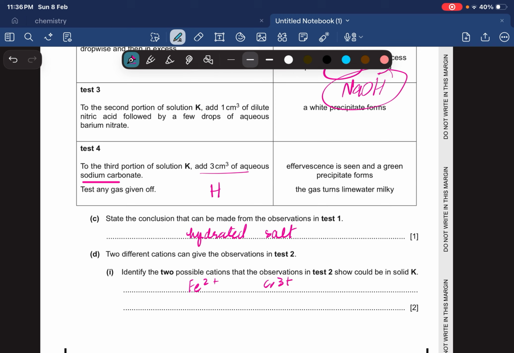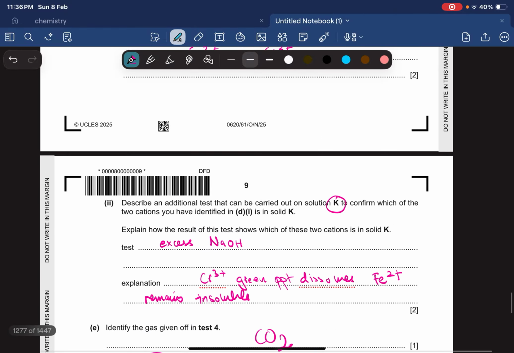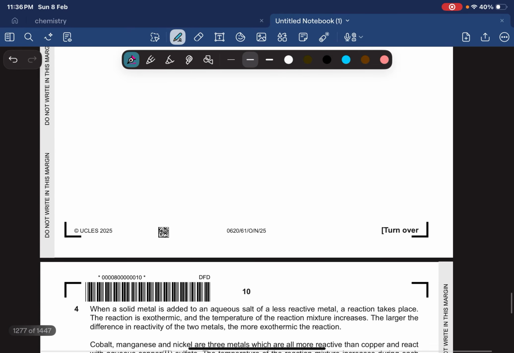That means you have an acid, right? You're dealing with an acid over here. It must contain H+ ions. Okay, to the second portion of solution K, but this is not the anion, this is a cation. Nitric acid followed by a few drops of barium nitrate, white precipitate, sulfate ion. This is all clear because you need to copy it from the table.